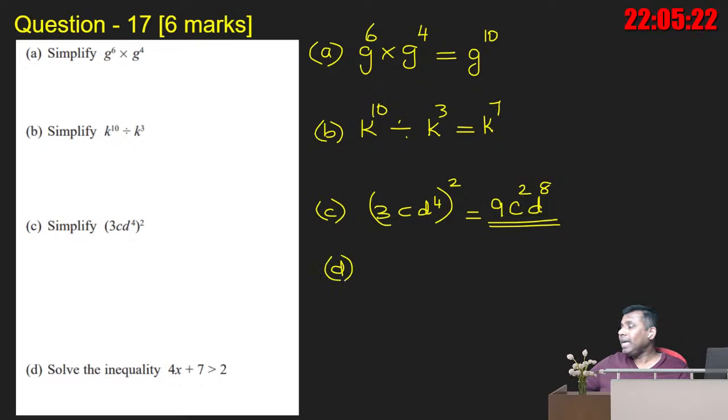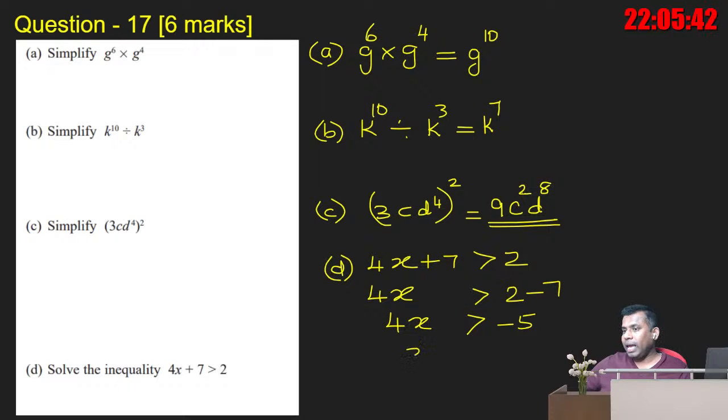And the D part is a linear inequality: 4x plus 7 greater than 2. Solve it the normal way you solve an equation. 2 minus 7, so 4x is greater than minus 5, and x is greater than minus 5 over 4. That is the answer. You don't need a specific answer, it's a range of answers. So the solution is x is greater than minus 5 over 4.